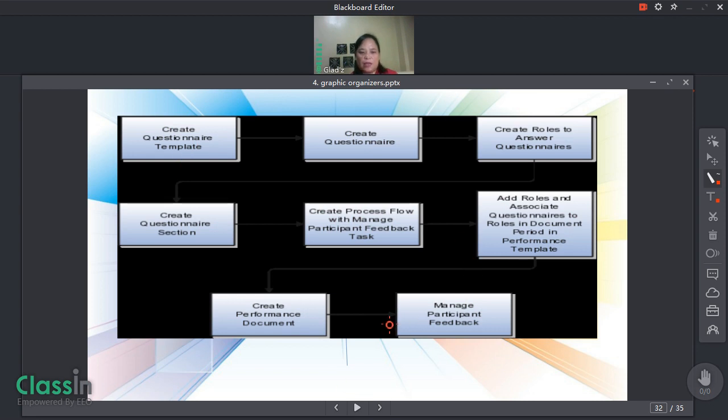How about this one? Analyze it, class. We have there, create questionnaire template. These are the steps on how to create a questionnaire template. So this is a flow diagram or a sequence chart. Very good. You are now equipped with knowledge in identifying and knowing the uses of the graphic organizers.